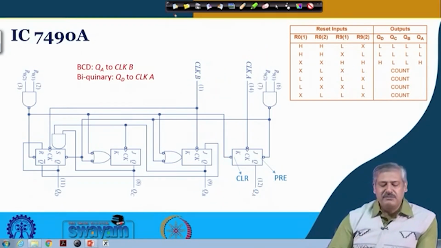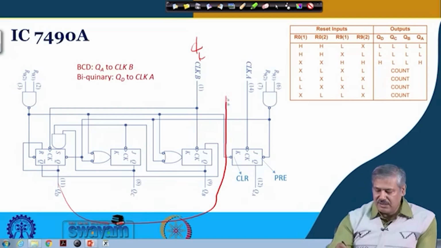And instead if you want a biquinary counter, then the external clock will be fed here and this QD will be connected to clock A, okay.